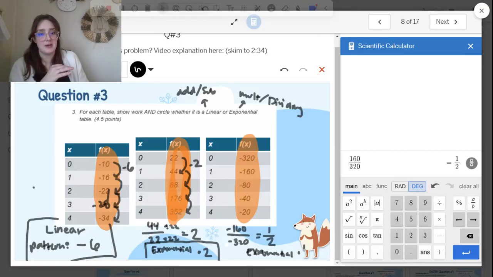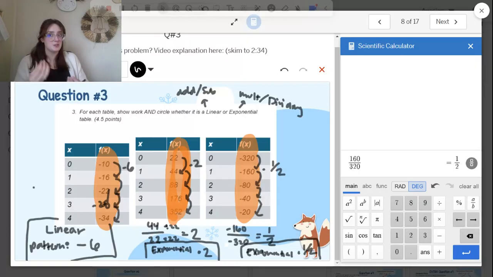And this is going to be, we're multiplying by 1/2. Exponential, multiplying by 1/2, right? Because it's like we're dividing by 2, but we don't say dividing, we say we multiply by a fraction.